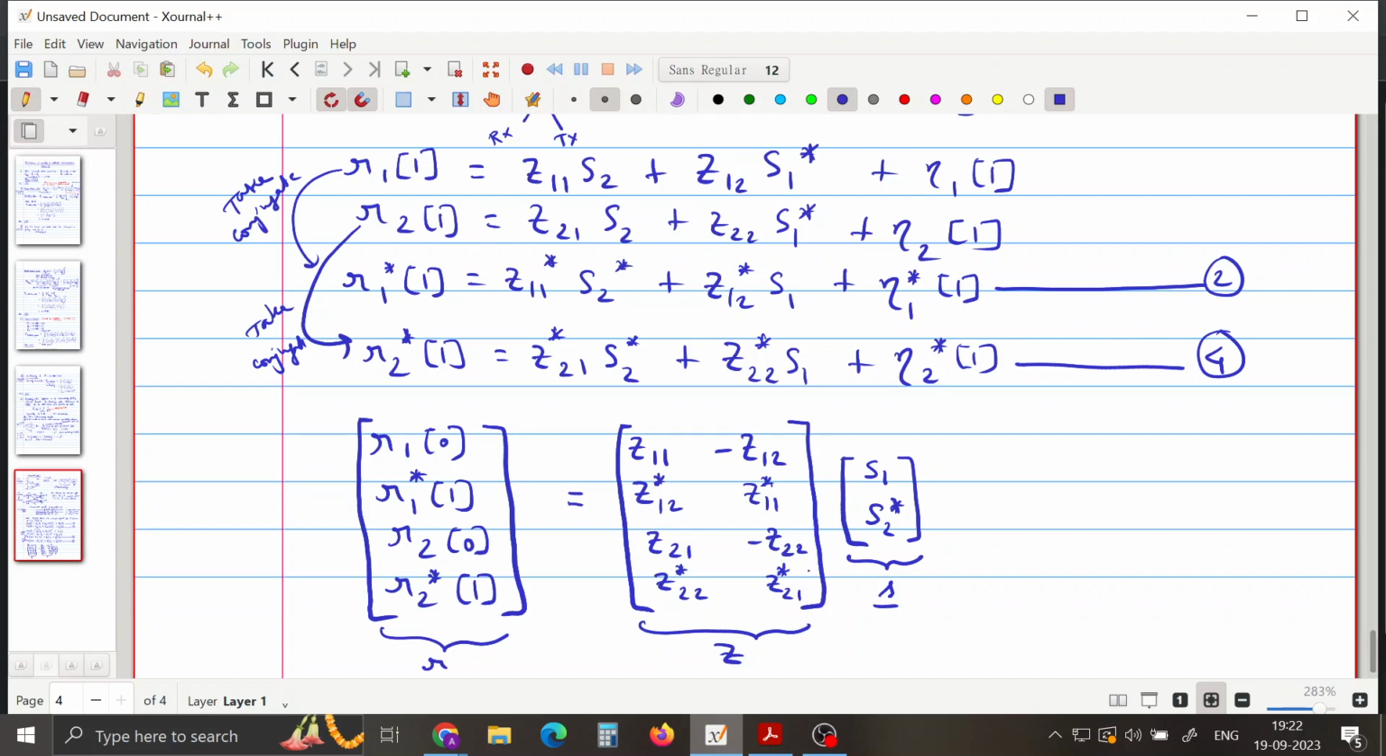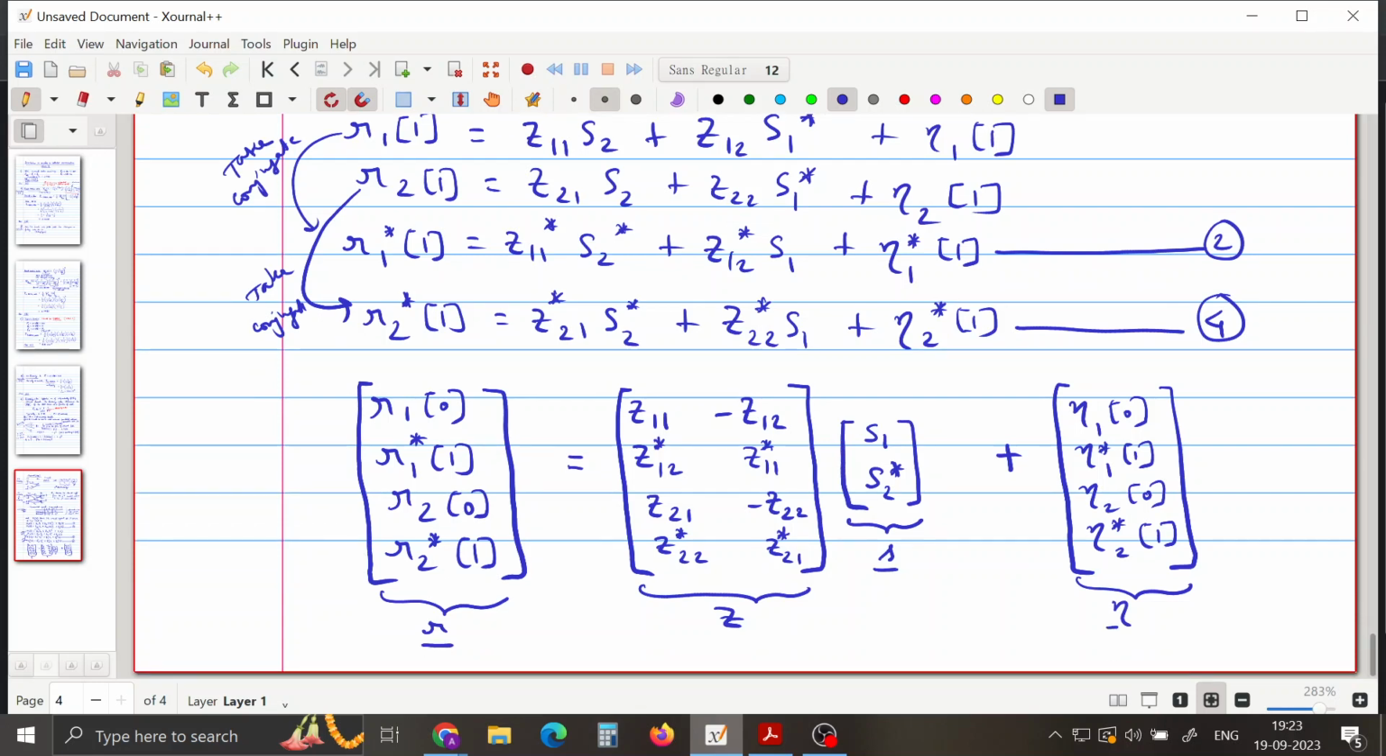Okay, I hope I didn't make any mistake. And of course your noise terms would be there. So this would be eta 1 of 0, eta 1 star of 1, eta 2 of 0, eta 2 star of 1, and I can again denote this by some vector eta, the noise vector.